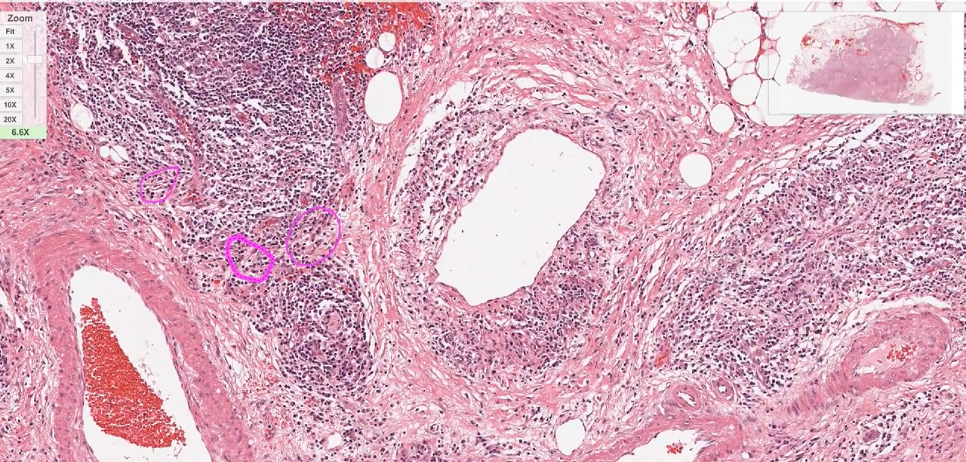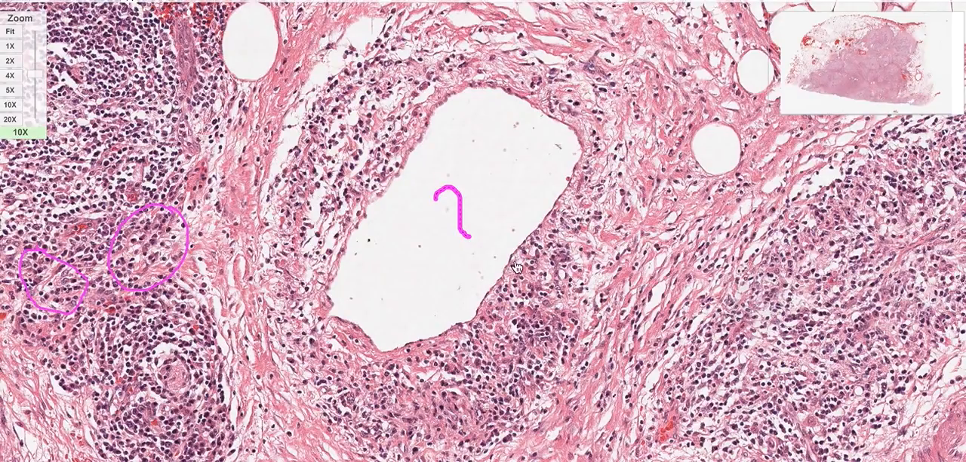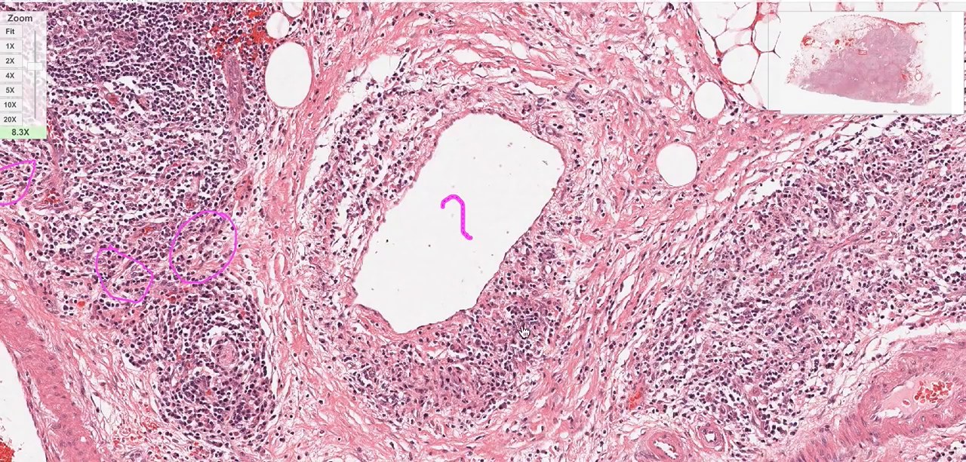The third finding, what is this structure? There's an artery, right? You have a lumen, RBC, and the wall of the artery. What is this structure? This is a vein, right? So I have a vein. The wall of the vein has the same inflammatory cells. So I call it a phlebitis. It's an inflammation of the vein, phlebitis. I see a finding of phlebitis.